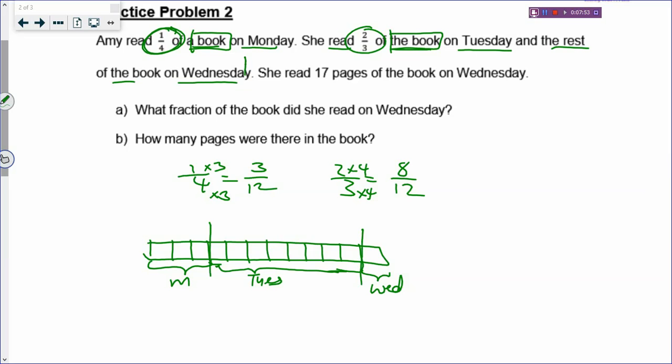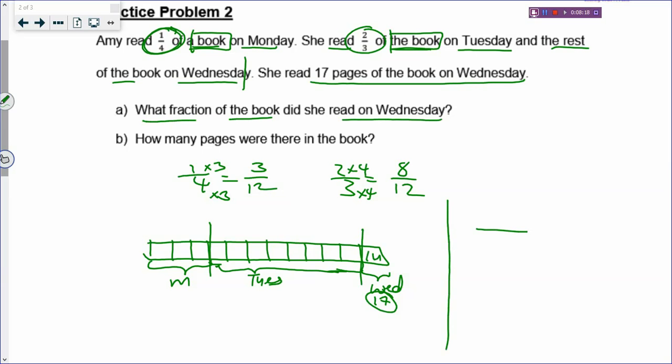Now you have drawn until here already. She read 17 pages of the book on Wednesday, which means that your 1 unit is 17, right? 1 unit. Okay, so what fraction of the book did she read on Wednesday? Now, if you draw the model, you can see that you have actually fewer steps. Like for part A, you actually don't have a lot of steps. So what fraction of the whole book, which is altogether 12 units, did she read on Wednesday? That is 1/12. And that's your part A already by looking at the model.